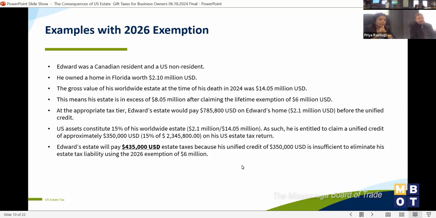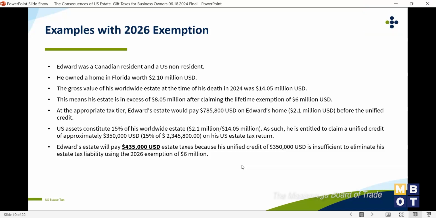As far as the portfolio instead of the house, you could strike out the home in Florida and put in a US portfolio, and the math works out the same. Does that answer your question? We'll talk about the Canadian corps and such in a moment. Absolutely. Thanks a lot. Appreciate it. Okay, good.